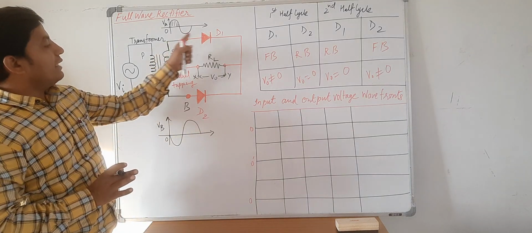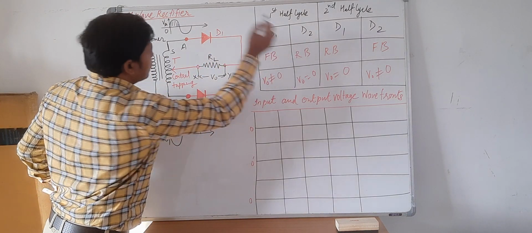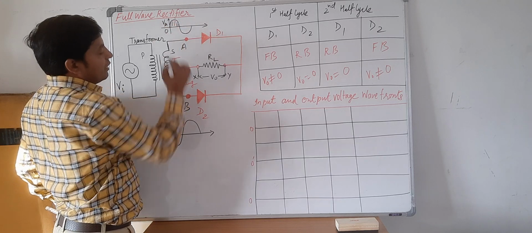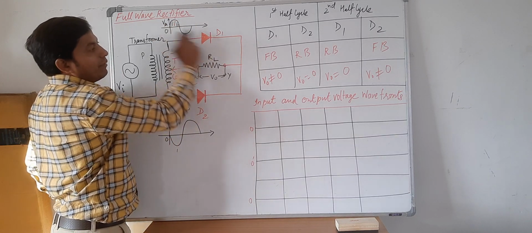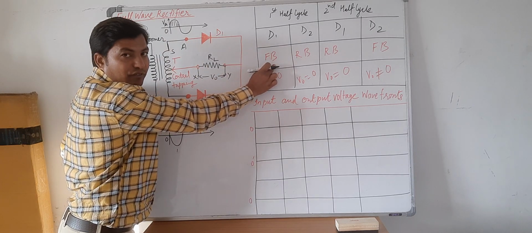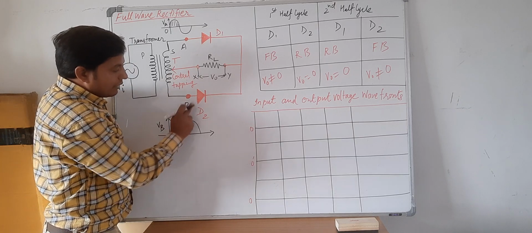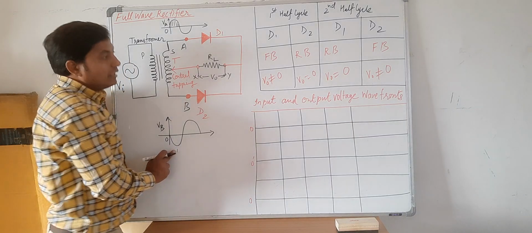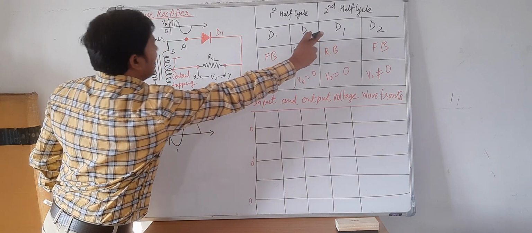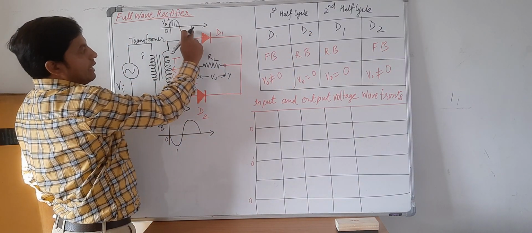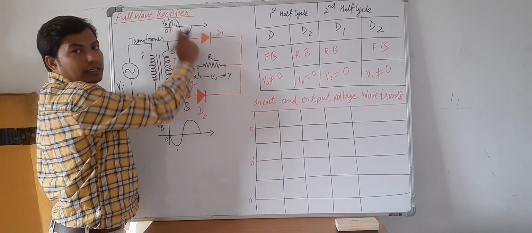So by this working process, we can check D1 and D2. For the first half cycle, diode D1 will be in forward biasing. FB stands for forward biasing. And diode D2, this is negative and this is positive, will be in reverse biasing. And for the second half cycle, diode D1 will be in reverse biasing, because this is negative, this is positive.